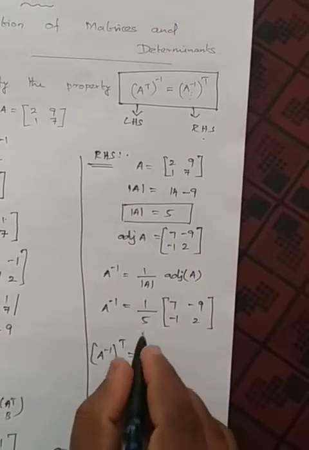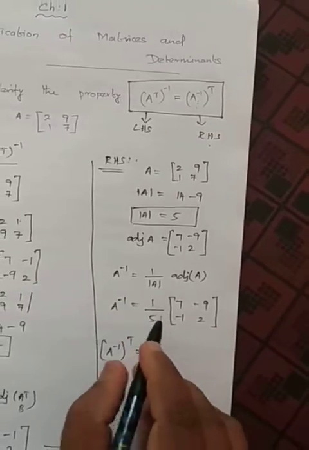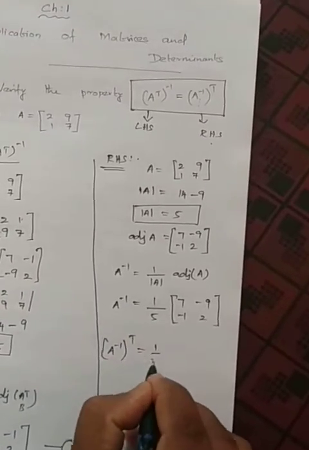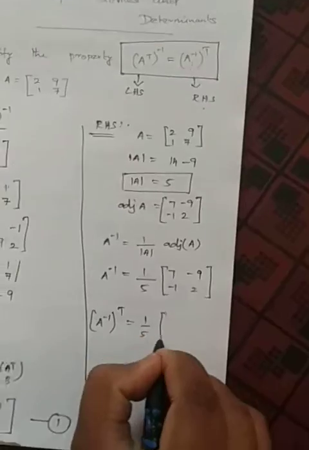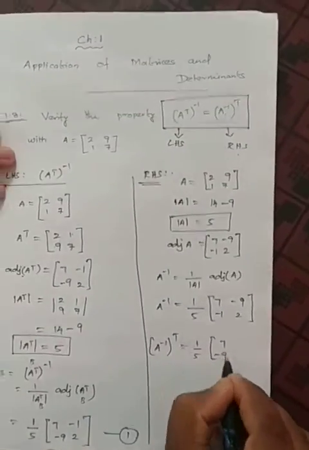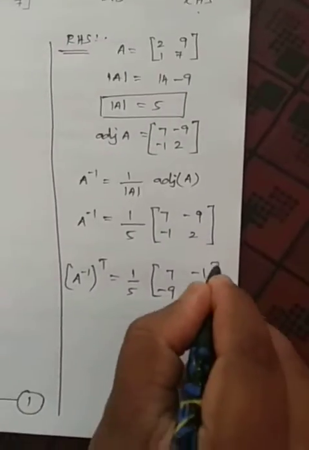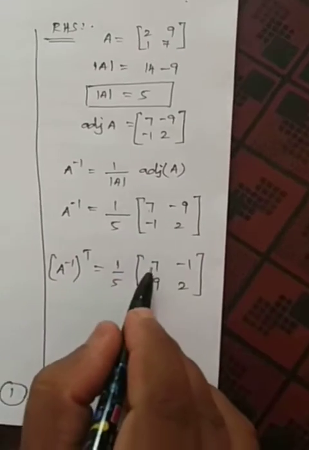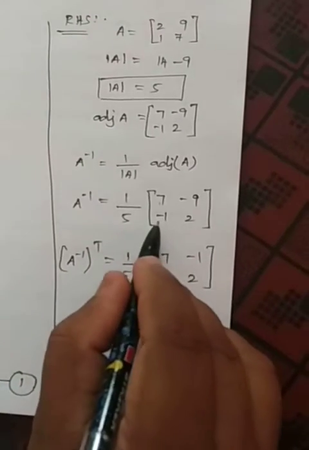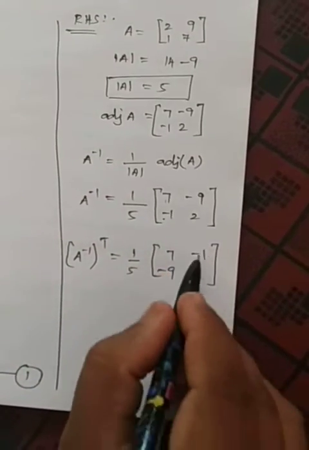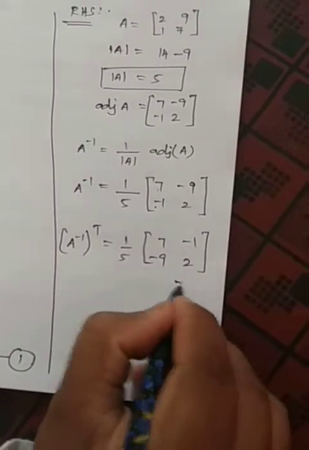Transpose is only for this, not for a scalar. Okay, it will be applicable only for a matrix. So it will become 7, minus 9, minus 1, 2. That is, first row 7, minus 9 here becomes column 7, minus 9. First row, second row: minus 1, 2 becomes minus 1, 2 here. So that is your equation 2.